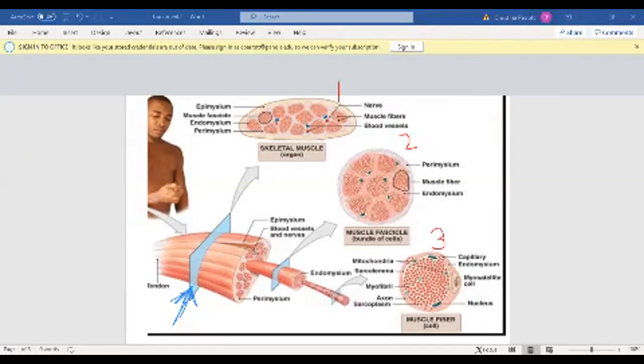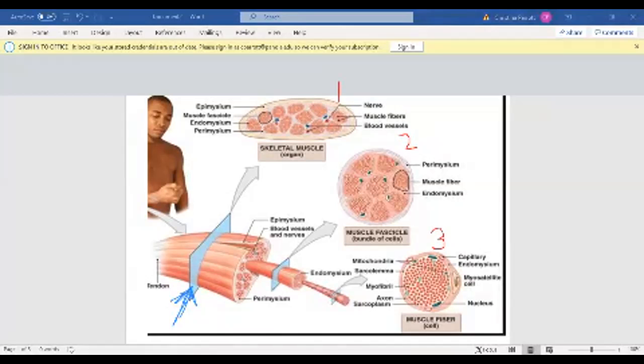So at the bottom down there with the blue arrow, this is again showing an entire muscle, okay? And around an entire muscle, you have a connective tissue protective layer called the epimysium. Remember the prefix epi? Epi means sitting upon or sitting above. So the epimysium sits above or just around the outside of the entire muscle. And remember, myo means muscle. So epimysium is just the covering that sits around the outside of the entire muscle.